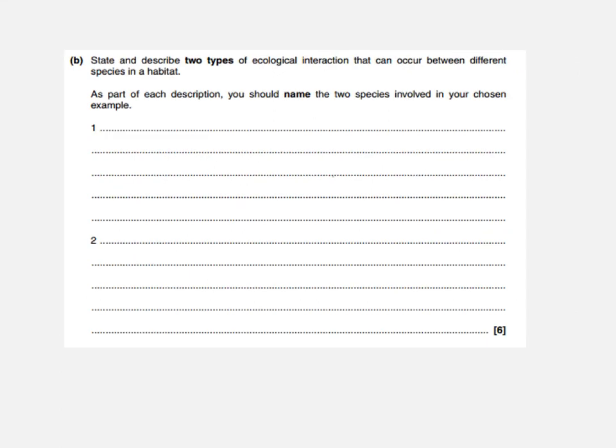For B, state and describe 2 types of ecological interaction that can occur between different species in a habitat. As part of each description, you should name 2 species involved in your chosen example. So you're going to need to think back to other lessons that we've done recently about the interaction between different species. 6 marks, should take you about 8 minutes or so to think of the examples, maybe do a little more reading on them, and then play again when you're ready.